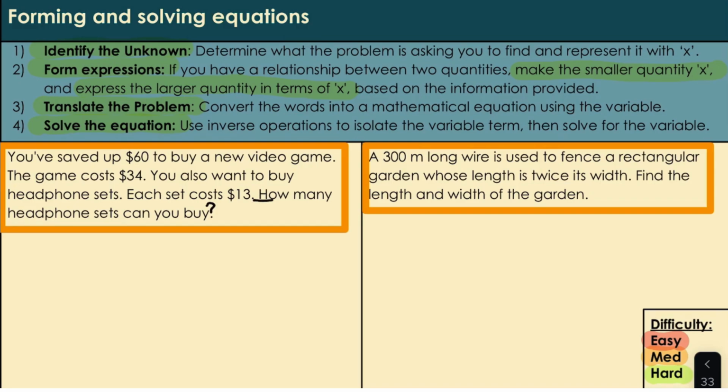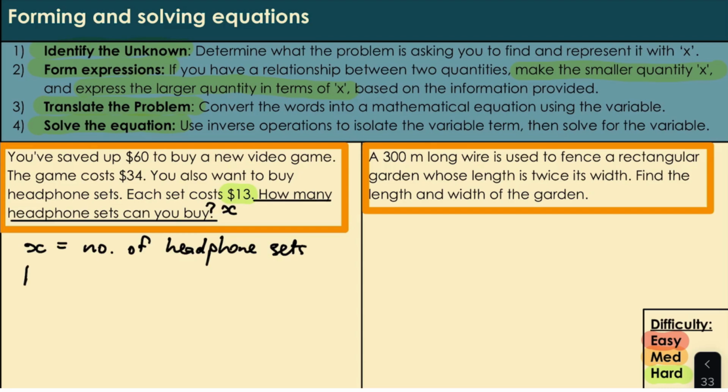Now, there is our important question. That will be our x. We are trying to solve for that. So x is the number of headphone sets. Now, step 2, form expressions. Now, the cost of the headphone sets, the price multiplied by the number of headphone sets. So the price is 13, and if I multiply 13 by the number of headphone sets, it is 13x. So 13x is our headphone cost.